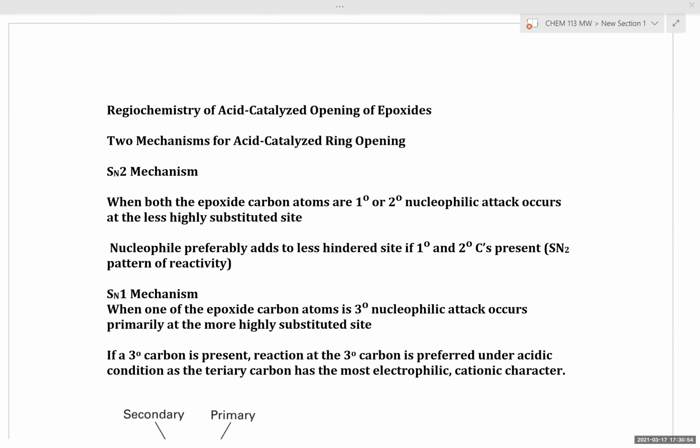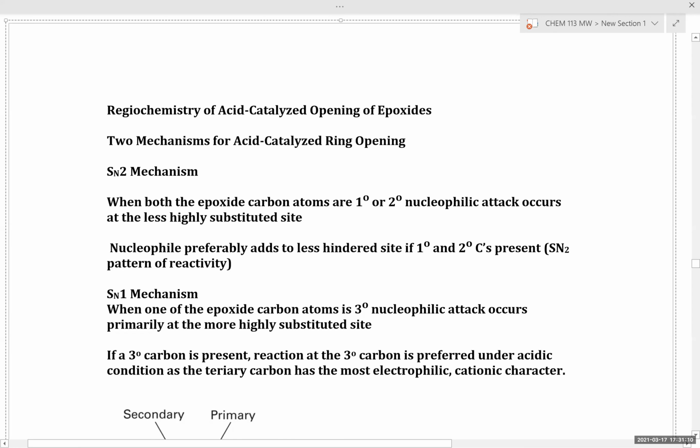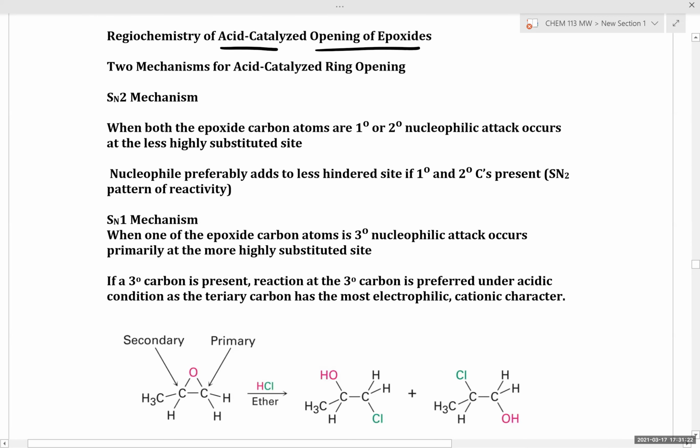We'll start our recording. So when we last left off, we discussed methods to prepare epoxides and methods to make epoxide derivatives. So we're going to review methods to make epoxide derivatives and talk about methods to prepare ethers. We're going to talk a little bit about acid catalyzed opening of epoxides. And there are two mechanisms that can be at play.